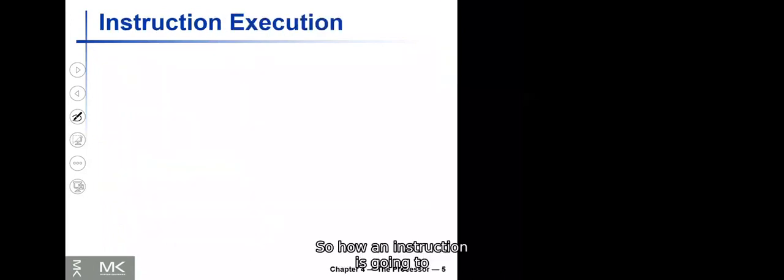Okay. So, how is an instruction going to be executed? What would be the first step? What do you need to start execution? You fetch the instruction from memory. Perfect. So the first step is fetch.